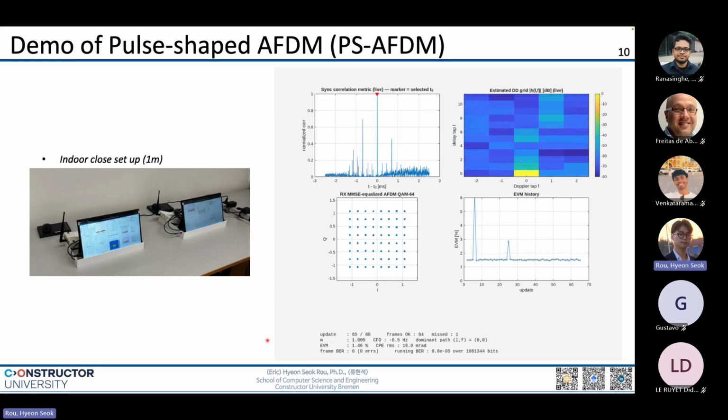So the first setup is a close-up, closed scenario where we have just about 1 meter apart. This is actually just a photo, but in the actual video, it was further apart. And of course, here we only have a single delayed Doppler tap. Here we have the synchronization correlation. This is the selected peak. We have the equalized constellation, and we have the tracked EVM here. So this simply shows that we have two fully unsynchronized USRPs running the pulse-shaped AFDM.